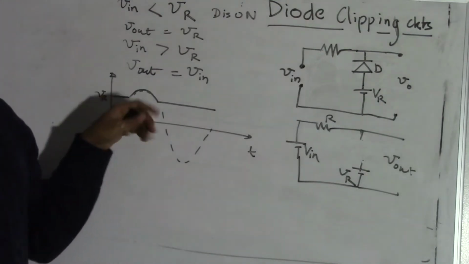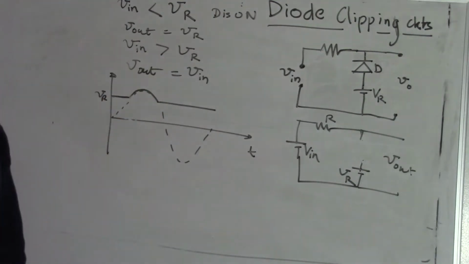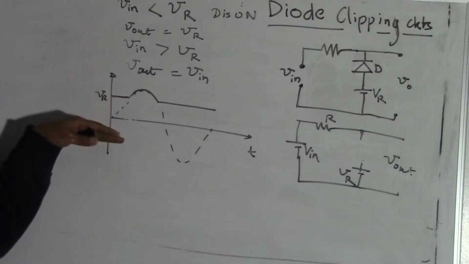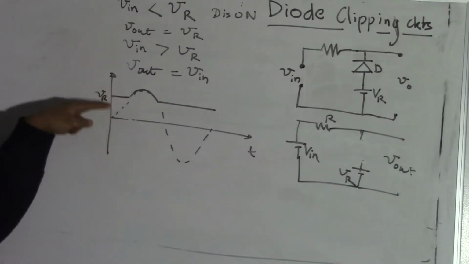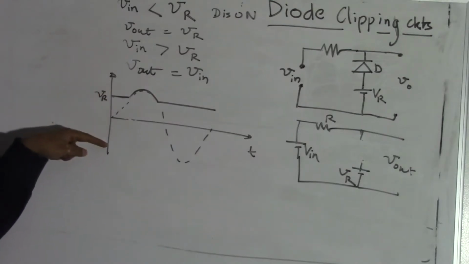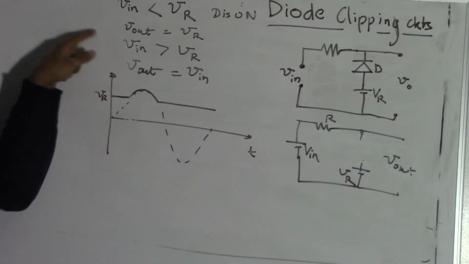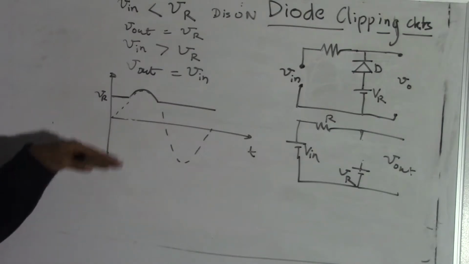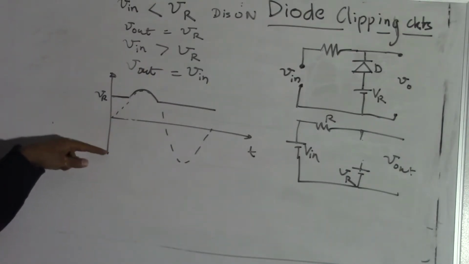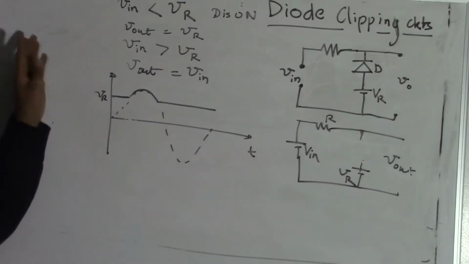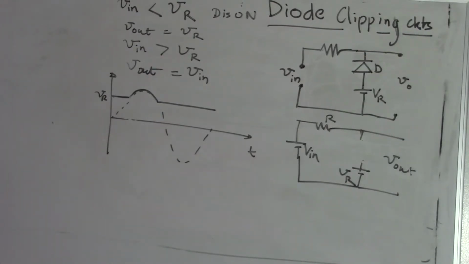So the negative end of the output voltage gets clipped, and we can choose this VR to be anywhere along this, from here to here or here. You should notice that if VR is higher than this, then all the voltage will be clipped out, and if it is lower than a certain voltage, then there will be no clipping at all.